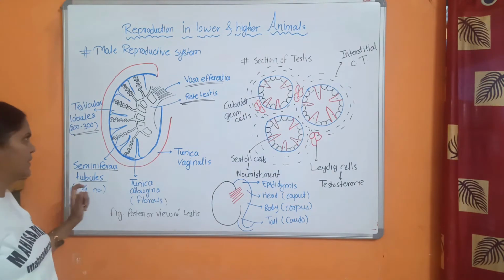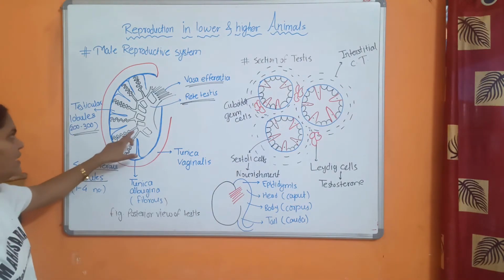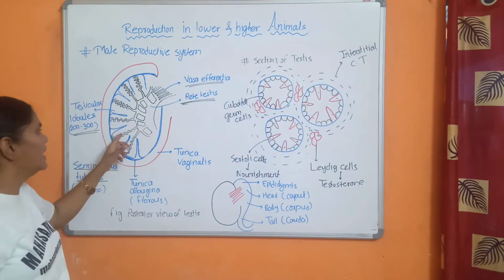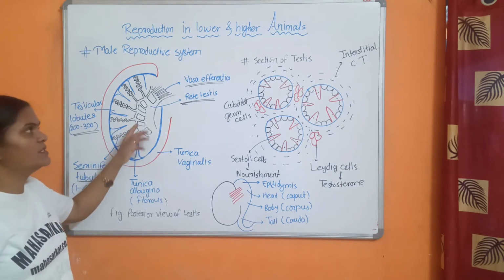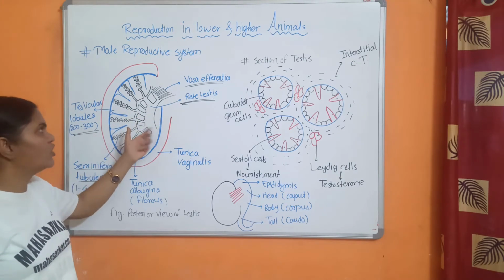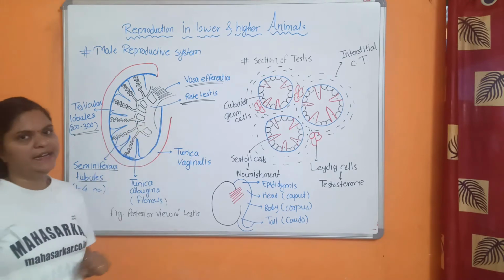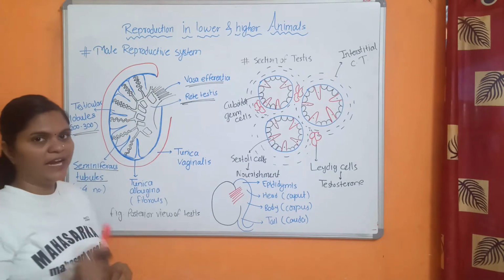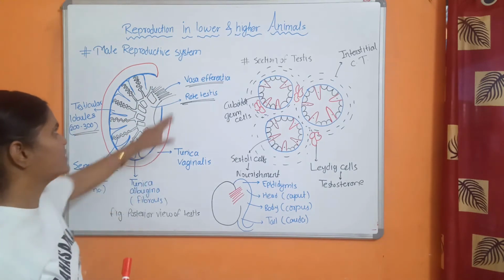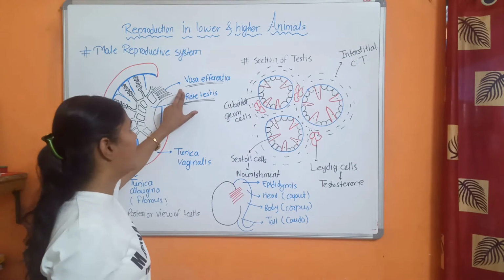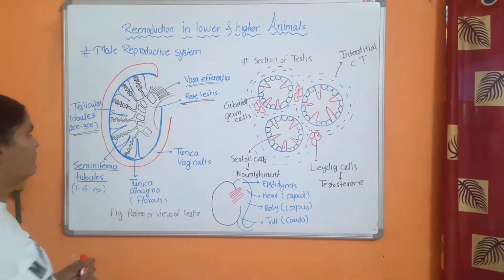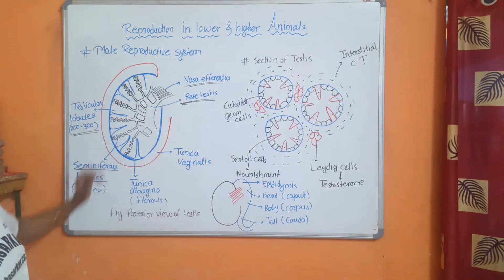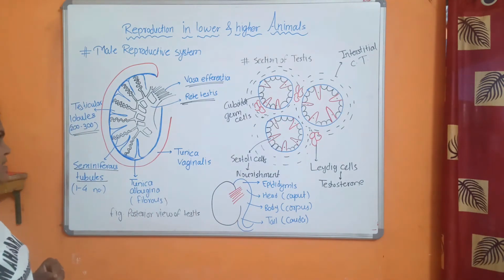sperm cells. This seminiferous tubule becomes straightened and forms a network of tubules called the rete testis, and the rete testis again connects into 10 to 12 tubules, a tube-like structure, the vasa efferentia, and then the vasa efferentia joins the epididymis. But first we see the detailed structure of the seminiferous tubule.